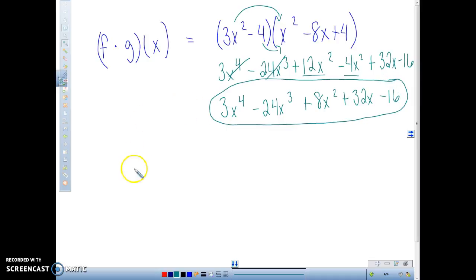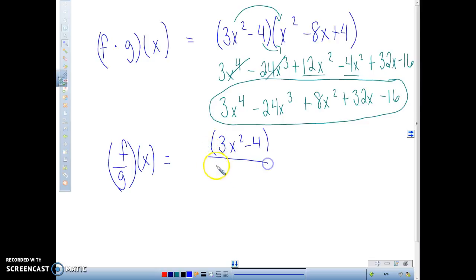Our last one we're going to do today is division. So we have f divided by g of x. Our f function's on top, 3x squared minus 4. Our g function on bottom is x squared minus 8x plus 4. We can't do anything with that besides the denominator can't equal 0. So we would have x squared minus 8x plus 4 equals 0. And so this is a quadratic, so you have to remember how you solve quadratics.